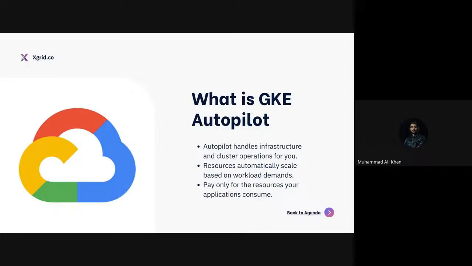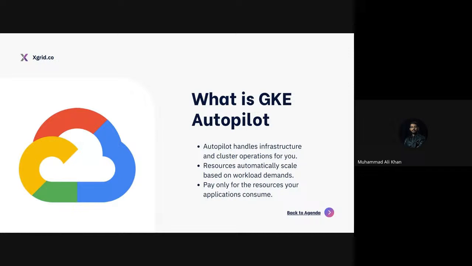GKE Autopilot is your managed Kubernetes serverless offering, which mainly resolves your problem of managing your infrastructure. In GKE Autopilot mode of operation, the cluster configuration, including your node scaling and security, all of these things are managed by GCP itself. You just have to focus on deploying your applications, and a lot of the underlying infrastructure is managed and provisioned by GCP itself.